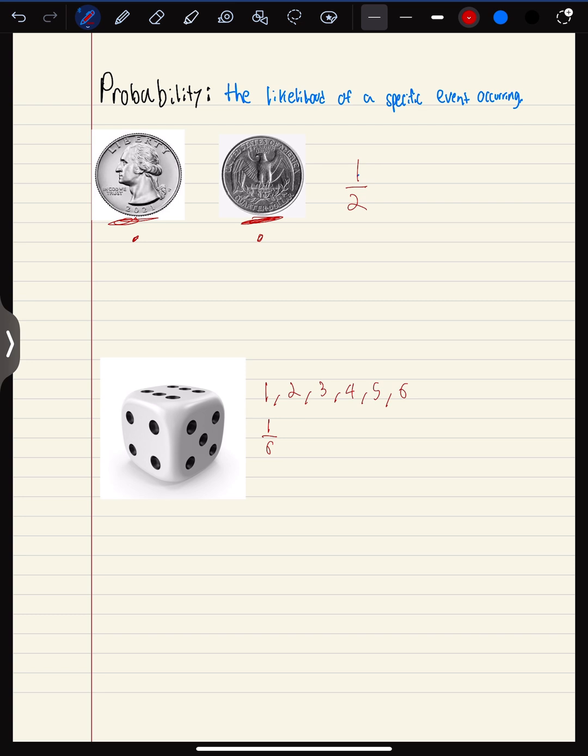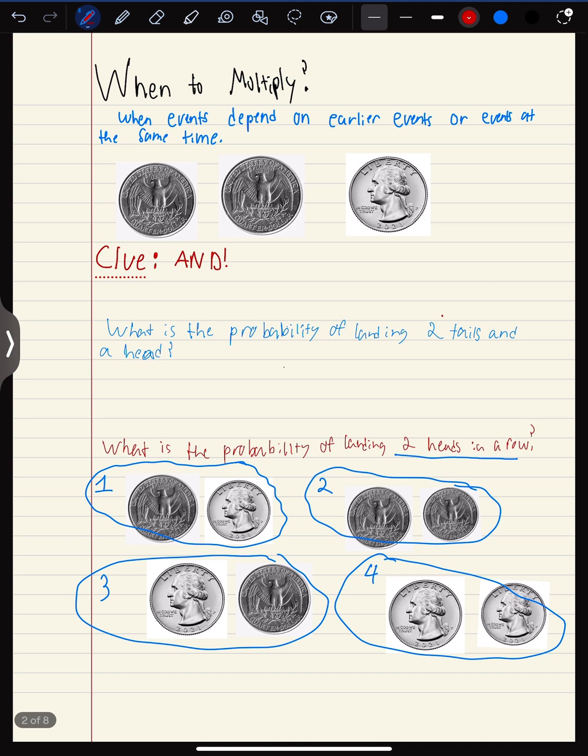Where it gets a little bit confusing is understanding how events change when you need to either multiply or add. And so that's what we're going to go over next. So when to multiply? When events depend on earlier events or events at the same time. So the big clue when you want to figure out when you're multiplying is if you see the word and.